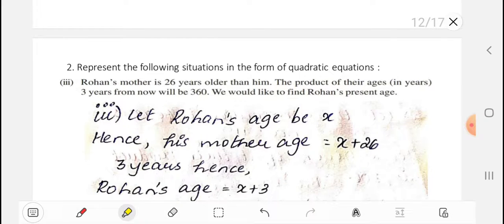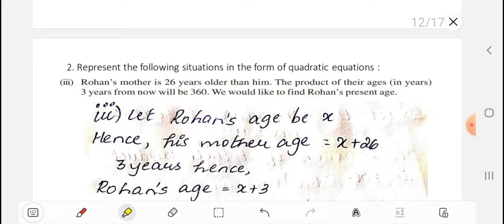Rohan's mother is 26 years older than him. The product of their ages in years, 3 years from now, will be 360. We would like to find Rohan's present age.